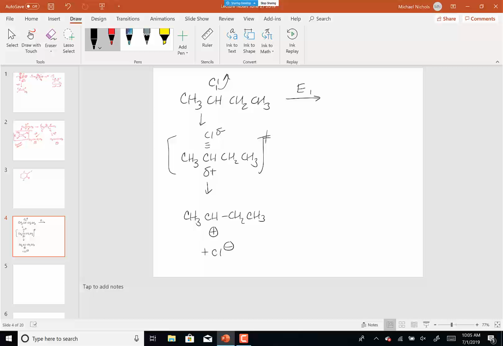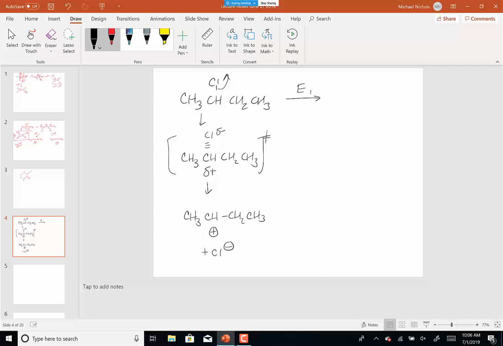And the issue is going to be, when do we get purely E1? And the answer is probably going to be only when I put E1 over the arrow. In reality, we're probably going to get a mixture of SN1 and E1 all the time. Okay, so that's the first step in the mechanism. Now we've got our carbocation.